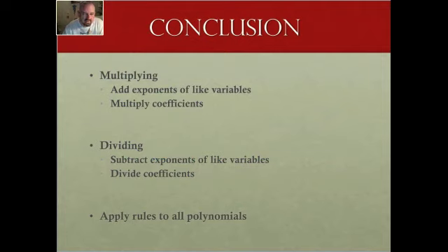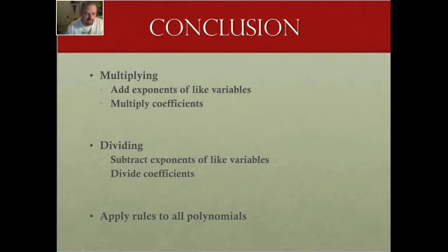All right, well we finally made it to the end here. So let's kind of conclude everything. First of all, two big points here we made, talking about multiplying and then dividing. When we're multiplying, we're just simply adding the exponents of the like variables. So you x's and x's, you add those exponents, and we multiply all the coefficients.